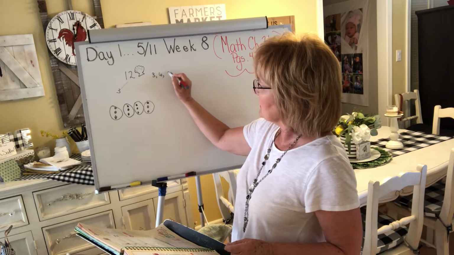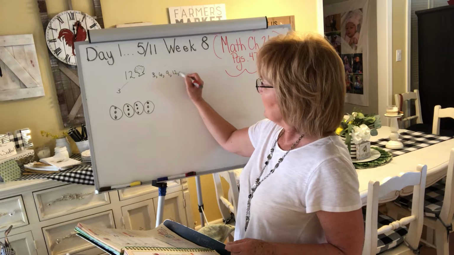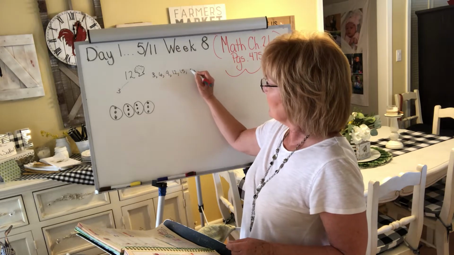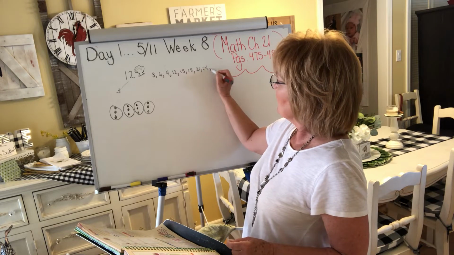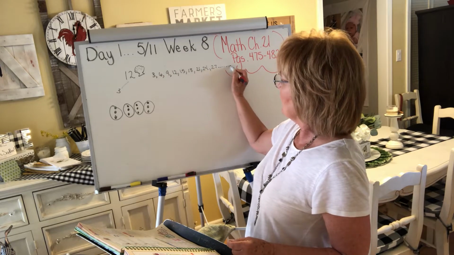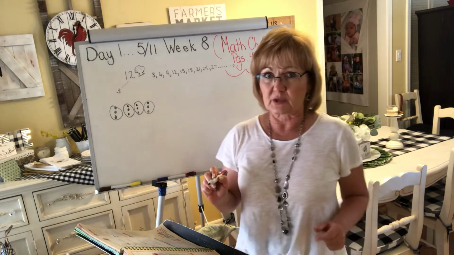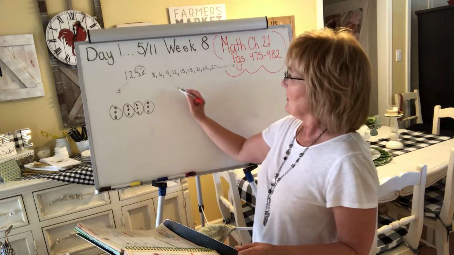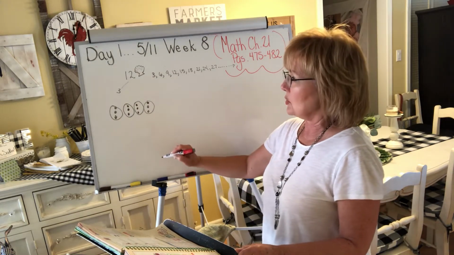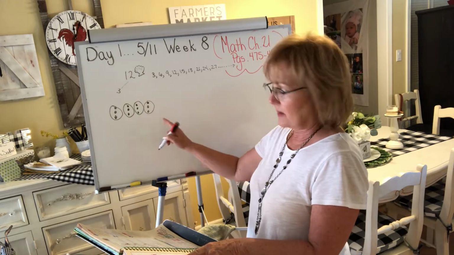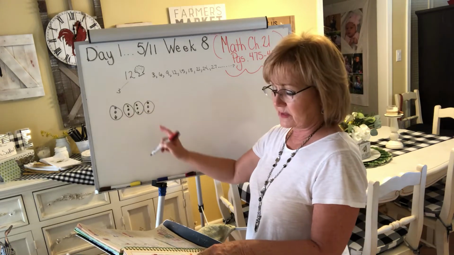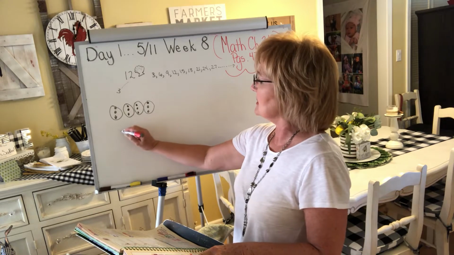3, 6, 9, 12, 15. Wheels go round and round. 18, 21, 24, 27. That's how many wheels I count. Of course it could go on into infinity and beyond, but she only has 12. So how many friends does she have? 1, 2, 3, 4. So let's write that number sentence.